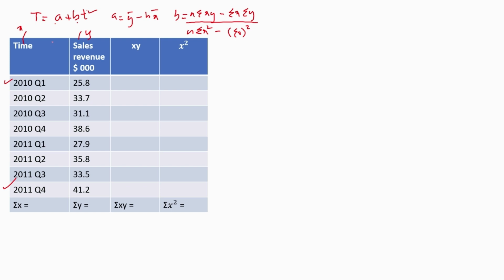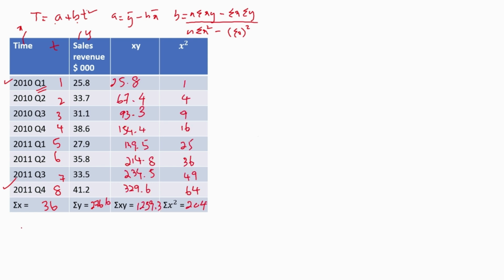First, we have to take the simple t values. Don't get confused with the quarter value here, Q1. You have to start from the beginning. This will be the time period of 1, 2, 3, 4, 5, 6, 7, 8. These are the simple t values, not the quarter value. Sigma x value is the total of these values, which is 36. Sigma y is 276.6.